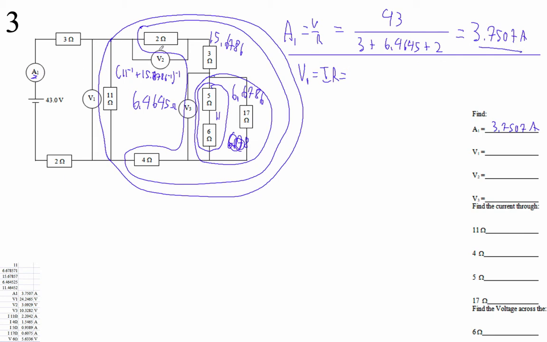So that current is going through, and we're going to pretend that this whole side is one resistor with this value, right? So it's going to be 3.7507 times 6.4645. Okay, so that number that's on my calculator, times, I got to find another number. There it is. So I use the up arrow on my calculator to find these. Wow, that's a cool number. 24.246499696. Interesting. All right. That is 24.2465 volts.